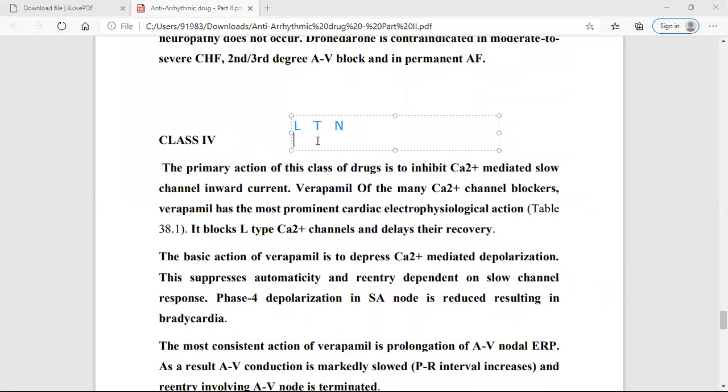Now the T type is present in the thalamic neuron, which is blocked by the drug ethosuximide. It is not used as an anti-arrhythmic drug. And the third one is called the neuronal type. So this type of drug, the calcium channel blocker, blocks the L type of calcium channels.